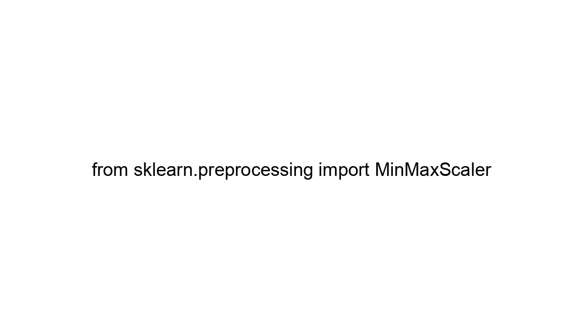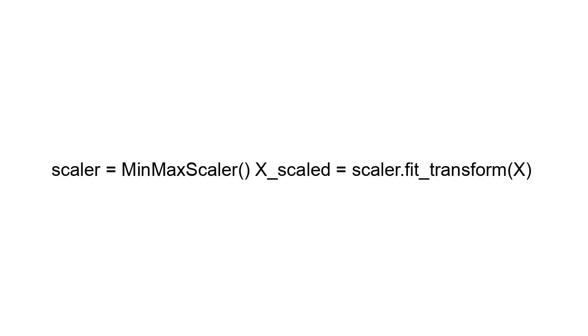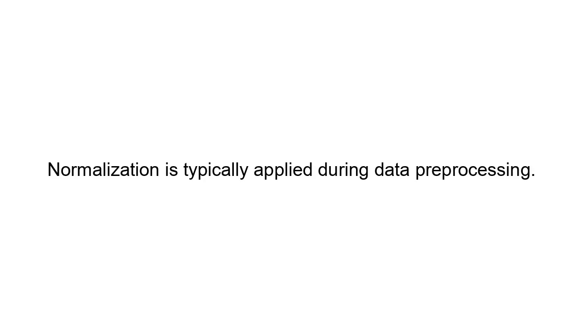Example Python code. Normalization can be implemented using scikit-learn. Import the scaler from sklearn.preprocessing: import MinMaxScaler. Apply normalization: scaler = MinMaxScaler(), X_scaled = scaler.fit_transform(X). This converts all feature values to the 0 to 1 range.